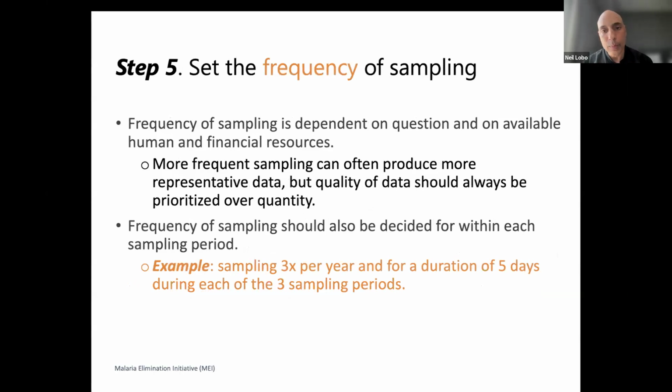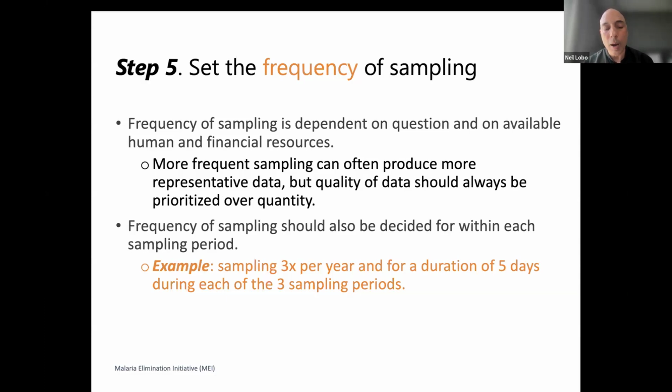Step 5 is the frequency of sampling. How many times do we go back? Now, this is dependent on your question, as well as, as I mentioned earlier, the amount of money and people you have. As always, more sampling is always better to have, but quality of data should always be prioritized over quantity. Better quality data is always better than quantity. A key point is representative. That is a key word there.